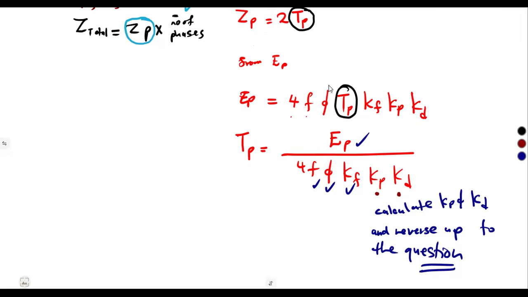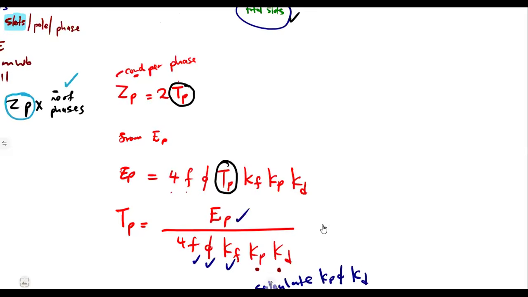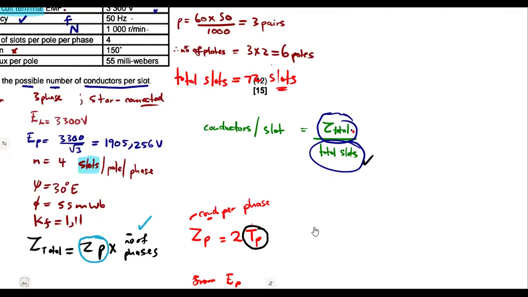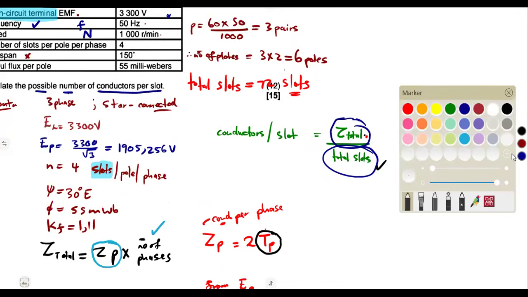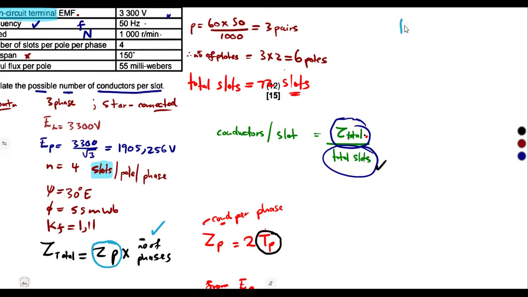So this is the case. We just need these two. That is where we are going to be stuck. So what about KP and KD? These ones we can calculate. We've got formulas. So let's calculate these two. So that is the idea, guys. This is how you answer your exam. So KP and KD, our pitch factor and distribution factor.